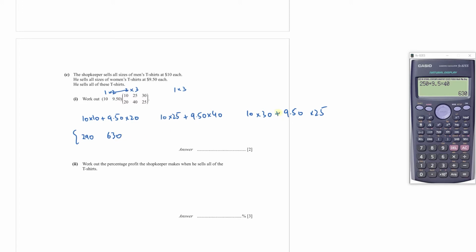And then the last value here is 300 plus 9.5 into 25. So this will be 537.5. So this will be your answer here. 296.30 and then 537.5.